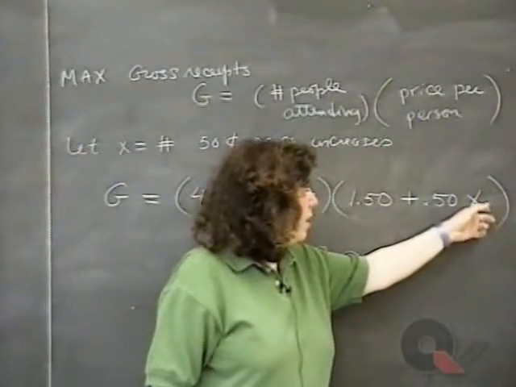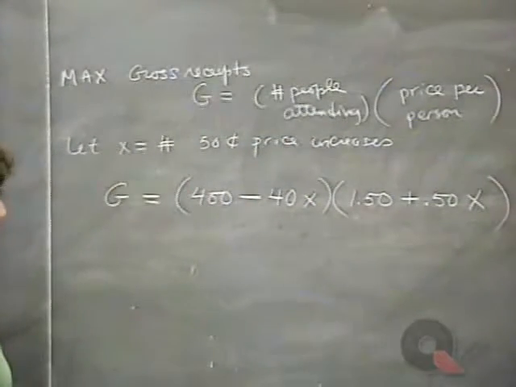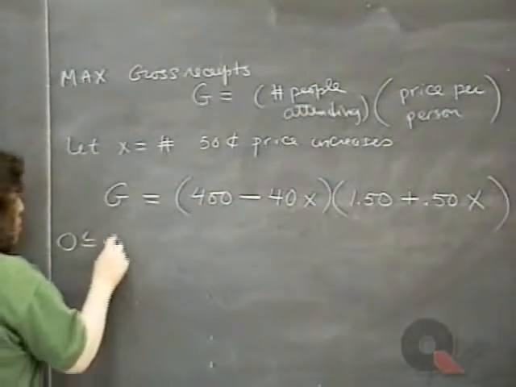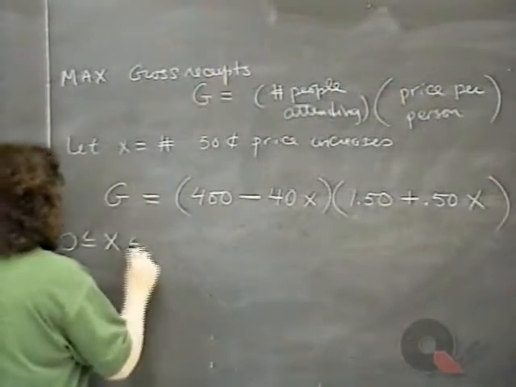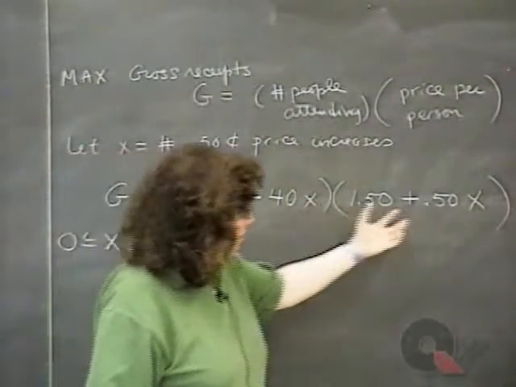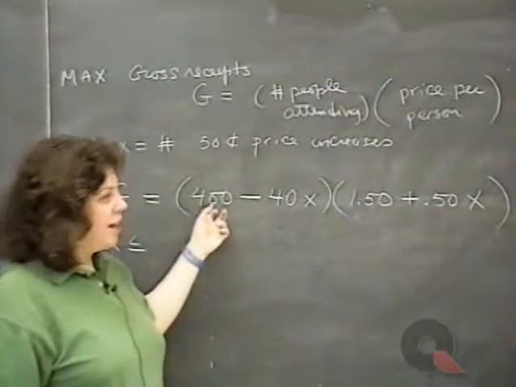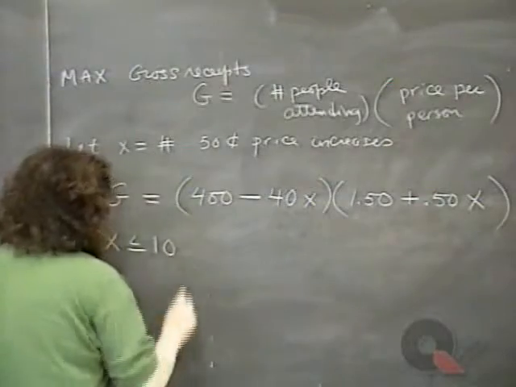Okay, now there's a very clear interval on this problem, and it is a closed interval. X could be 0, which means we leave things the way they are now, 400 people at $1.50 a person. What is the maximum that x can be? Well, price-wise, obviously you're unrestricted, but after 10 price increases, nobody's coming anymore, so you've gone too far.